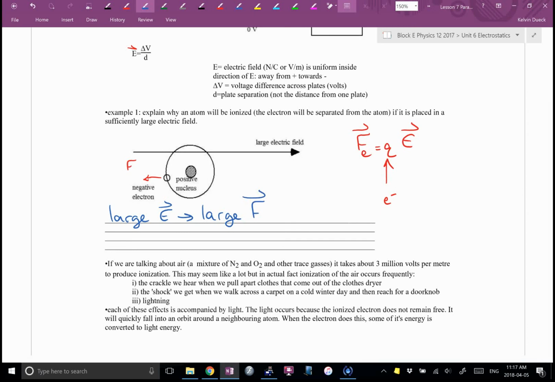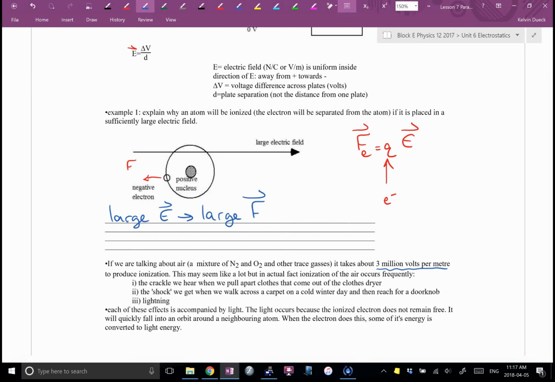We can even do it to air molecules. So if we're talking about air, which is mostly nitrogen and oxygen and other trace gases, it turns out the electric field required to rip an electron off of an air molecule is about 3 million volts per meter. Is volts per meter an electric field? Oh yeah, that was the new units that we learned yesterday. It was not only newtons per coulomb, volts per meter also worked. If you put air in an electric field of about 3 million volts per meter, you'll create a spark.